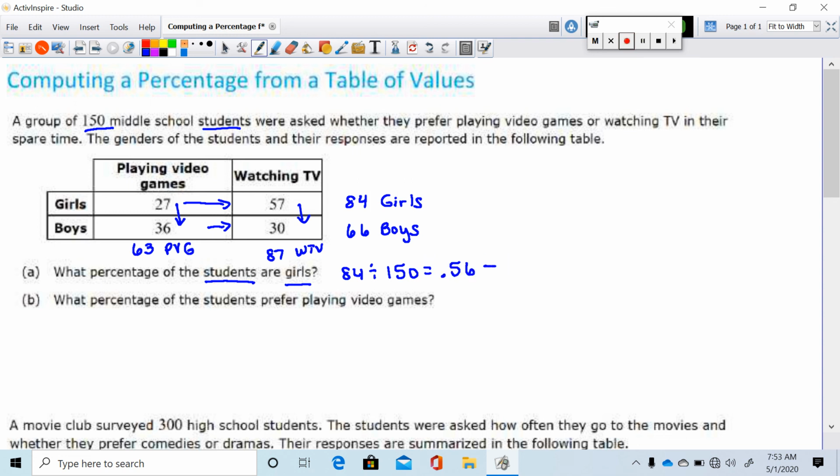But to change that to a percentage, because percent means per 100, and the number 100 has two zeros, you want to pick the first two numbers after your decimal. So 56%.